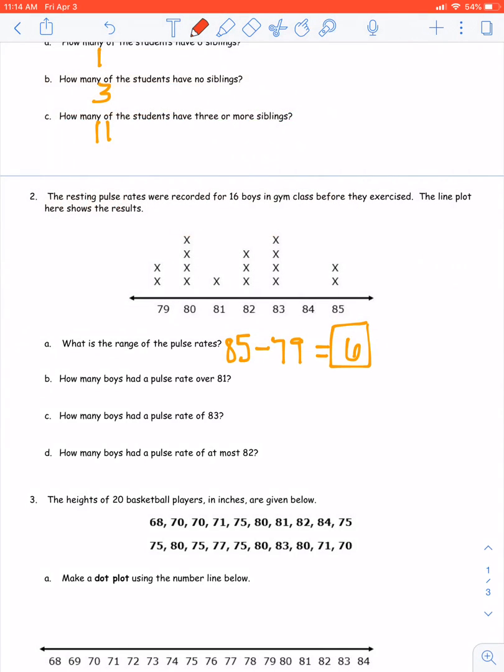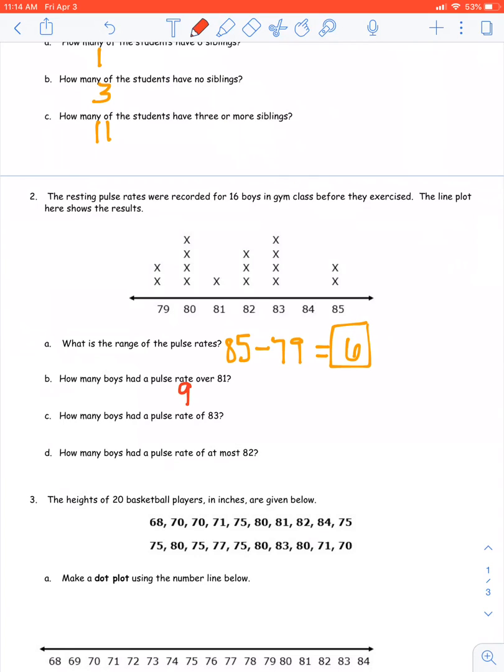All right, part B. How many boys had a pulse rate of over 81? So it doesn't include 81. It's everything over 81. So that's 82, 83, 84, 85. So let's count that up. That's 1, 2, 3, 4, 5, 6, 7, 8, 9. So 9 people had a pulse rate over 81.